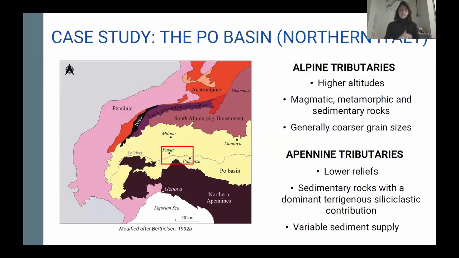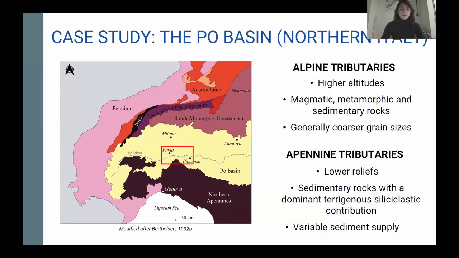In particular, my study area is in the center of the Po plain, so we are far from the marine conditions. The study area is along a transect from Pavia to Piacenza cities. We have the influences of the Apennine and the Alpine basins.